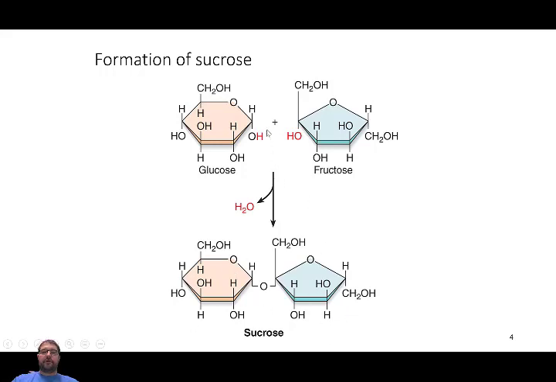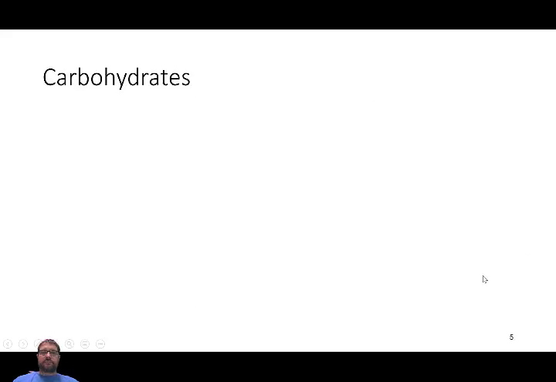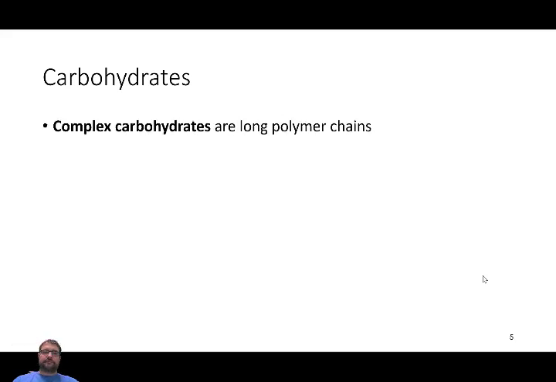Okay? Dehydration reactions always result in water being removed from the system. So you can see here that OH and that H are joining to form water. Water is removed. The oxygen then can share the electron over here and the electron over here to form a bond between these two molecules. All right. Complex carbohydrates are long polymer chains.